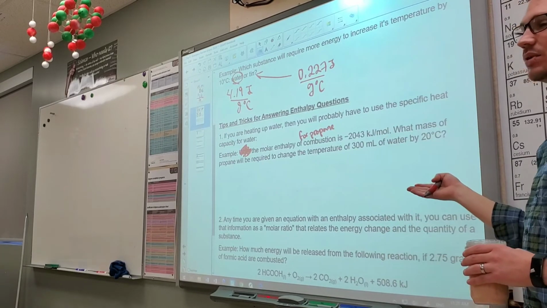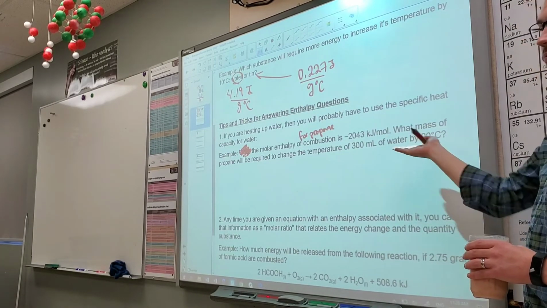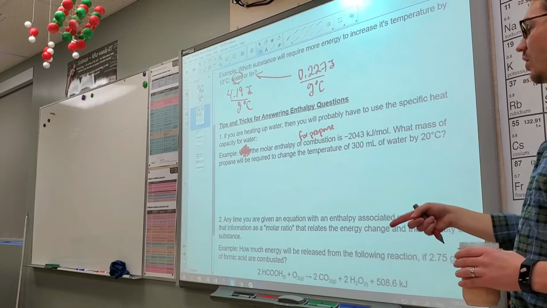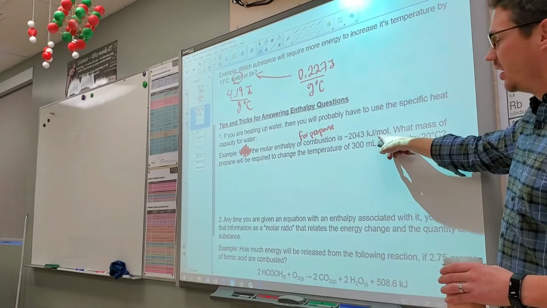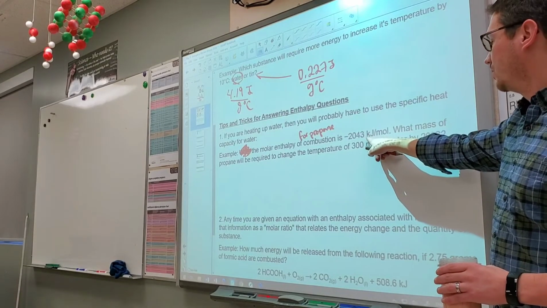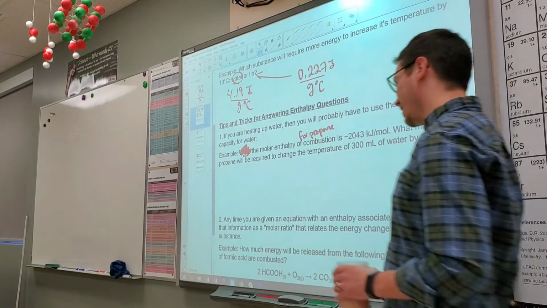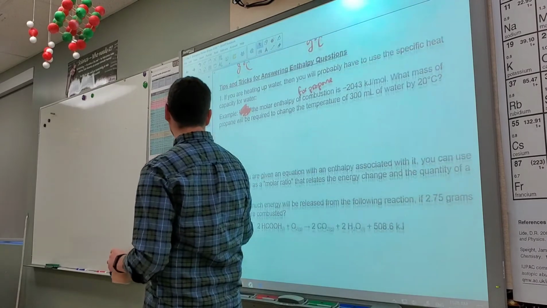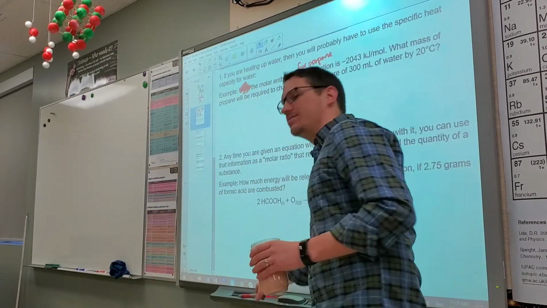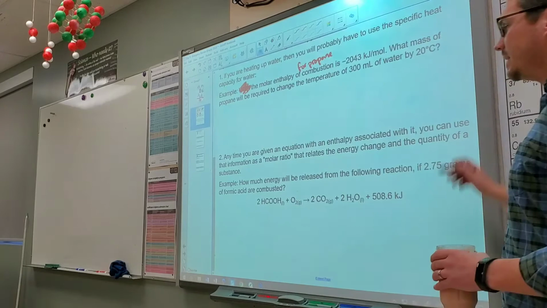The molar enthalpy of combustion for propane is negative 2,043 kilojoules per mole. What mass of propane will be required to change the temperature of 300 milliliters of water by 20 degrees Celsius? So basically, we would look for mass. And mass you can get from molar mass, then you'd have to cancel out moles with the moles here, using the ratio. Then you have to cancel out the kilojoules with the kilojoules of water, and so on. Okay, you can do that. I will put up a key on Google Classroom later on today or tomorrow about this.